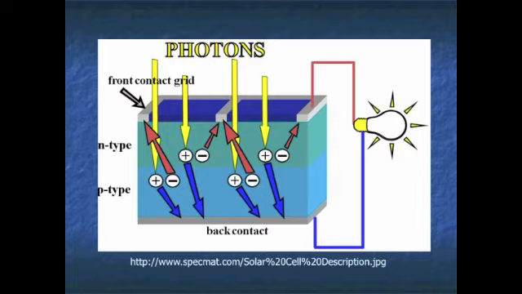Now, if we connect a load to the cell, similar to the light bulb that we see in this picture, then electrons will flow through the load to recombine with holes on the p-type side. This flow of electrons is the DC current that powers the light.